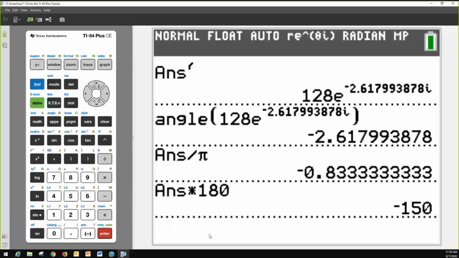Now, one of the advantages of this is that we know that the argument should be expressed between negative pi and pi. So therefore we can state that the answer is negative 5 pi on 6. And if you wanted to, you could test negative 5 pi on 6 and compare the result to negative 2.61799. I'm confident we've got that one right. So our answer would be 128 cis negative 5 pi on 6.